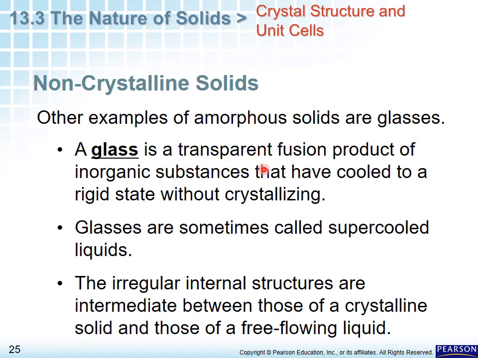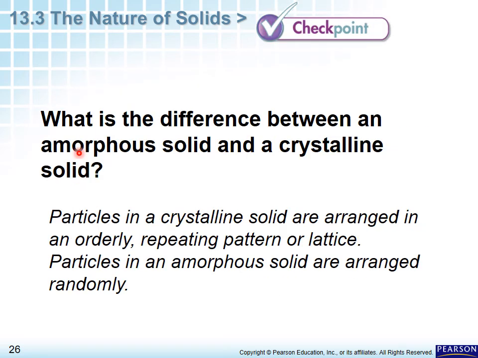A glass is a transparent fusion product of inorganic substances that have cooled to a rigid state without crystallizing. So glasses are sometimes called supercooled liquids. Remember, it looks like glass is a crystal, but glass is not a crystal form. It's supercooled. The irregular internal structures are intermediate between those of crystalline solids and those of a free-flowing liquid. What is the difference between an amorphous solid and a crystalline solid?